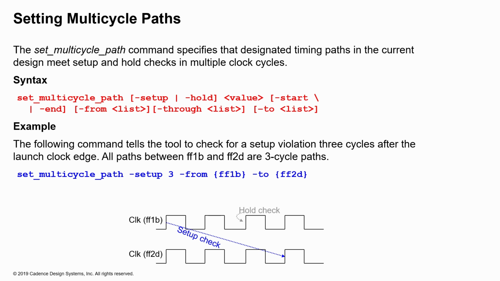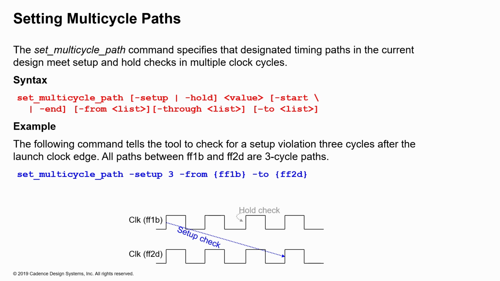You can use the set multi-cycle path command to actually set multiple cycles for a particular path. So in the example shown, we are setting a setup multi-cycle path for the path from FF1B to FF2D, and in this case the setup 3 is what would actually do that. It would set all paths from FF1B to FF2D to 3 cycle paths. Now for the hold, it also automatically changes the hold check to 2 cycles or minus 2 cycles.